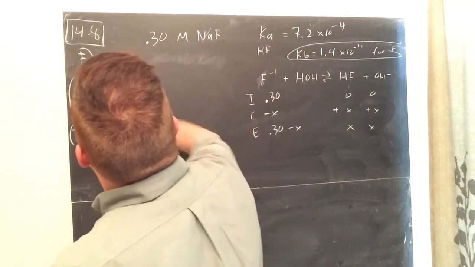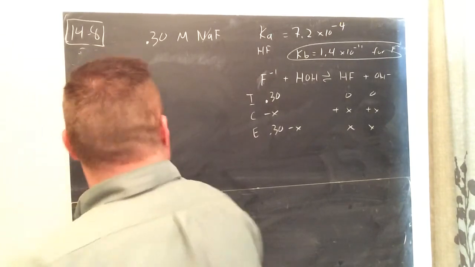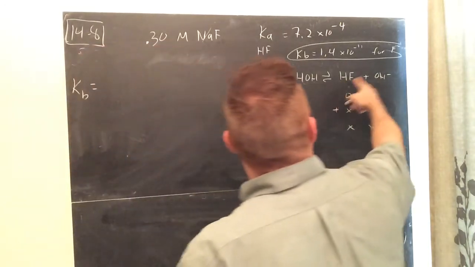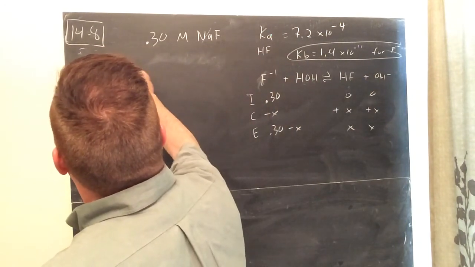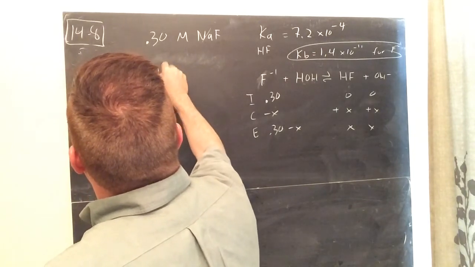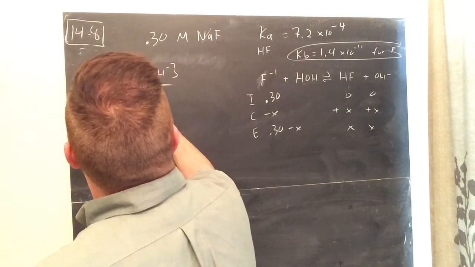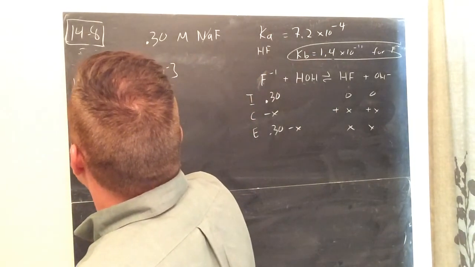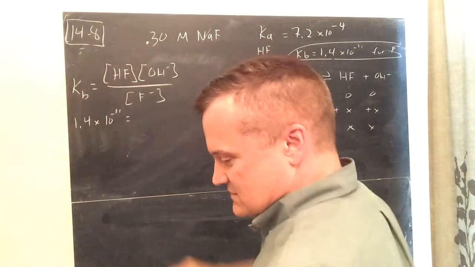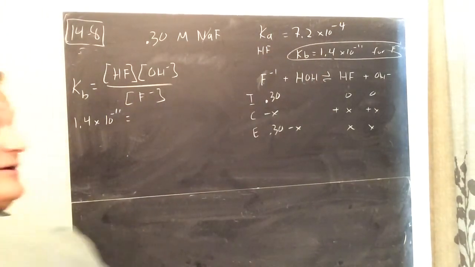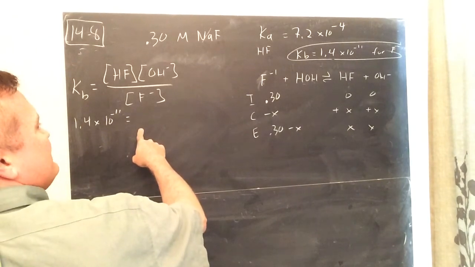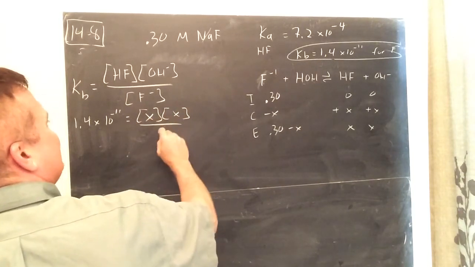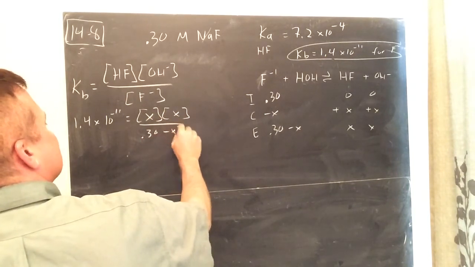Now it becomes easy, just like in any other ICE box problem. But write your Kb expression: HF times OH over F negative only. Remember, water didn't go in it. Make sure you use the Kb, not the Ka. 1.4 times 10 to the negative 11 equals, HF is X at equilibrium, OH is X at equilibrium, and F is 0.30 minus X at equilibrium.